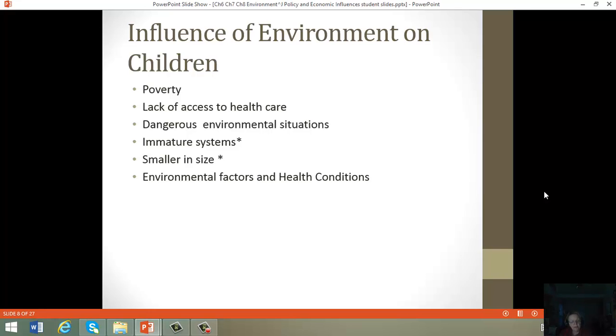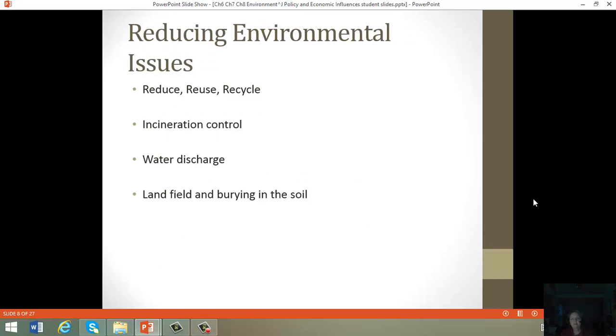And then environmental factors and health conditions. We talked about that genetic predisposition. Autism has increased 100% since the 1980s. Childhood obesity has skyrocketed by 3 times in 30 years. Children have an increase in leukemias, and yet the rules that apply to buildings for schools and daycare are less stringent than they are for hotels, motels, and other public buildings.